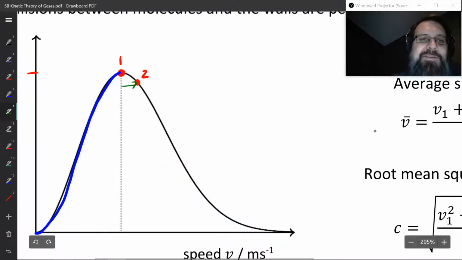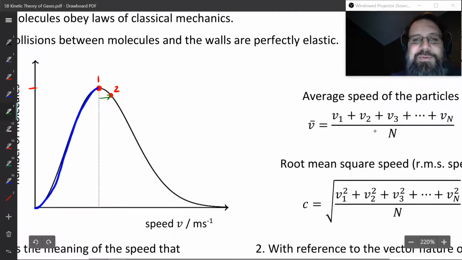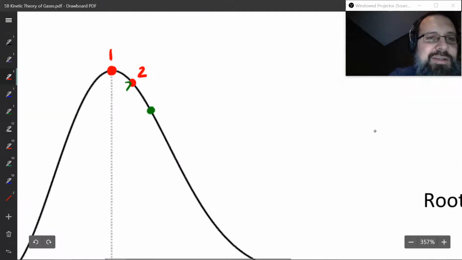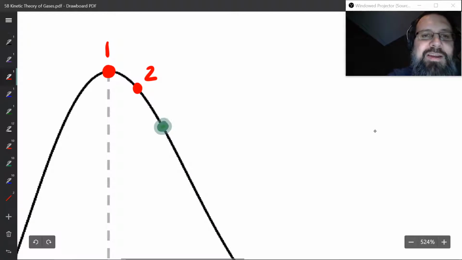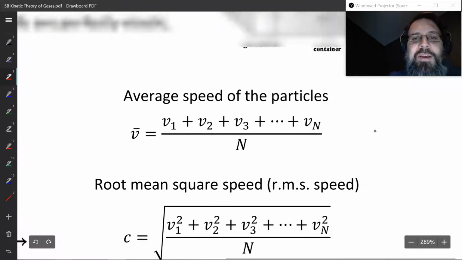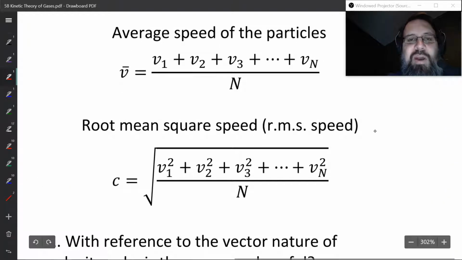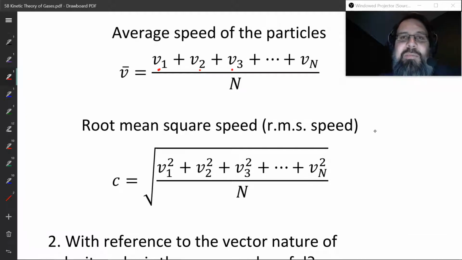And then the last speed that we like to talk about is called the RMS speed, the root mean square speed. The root mean square speed ends up being about here-ish. Let me zoom in. Okay. So the root mean square speed ends up being here. So what is the root mean square speed? The root mean square speed is just, take the average speed, but square each individual particle. So instead of taking the first one plus the second one plus the third one and all the way out to the nth particle, you just square each velocity.